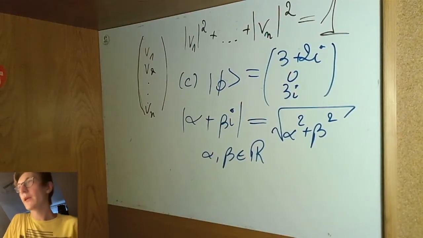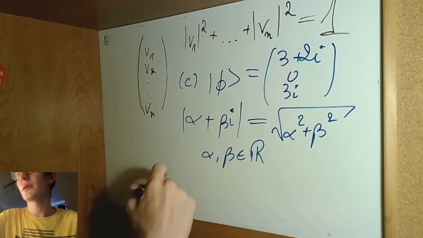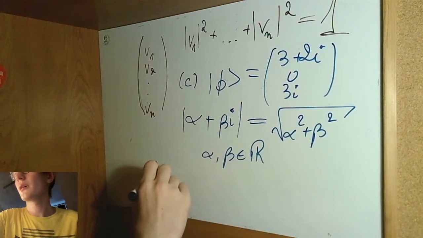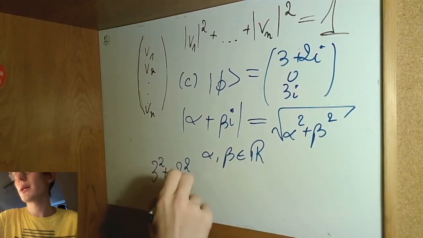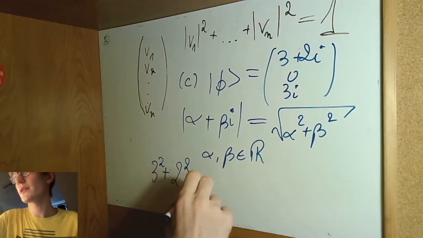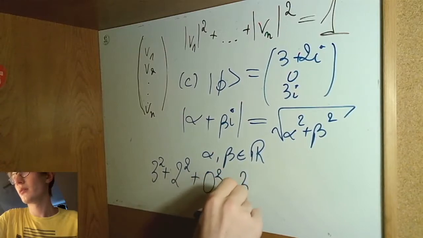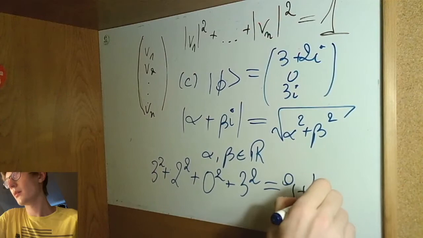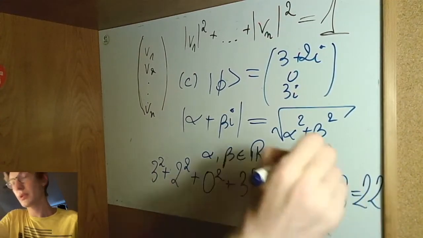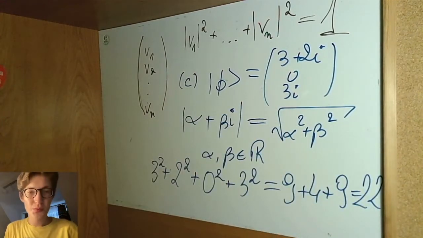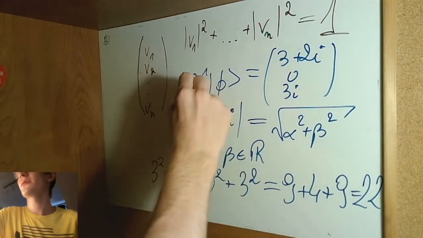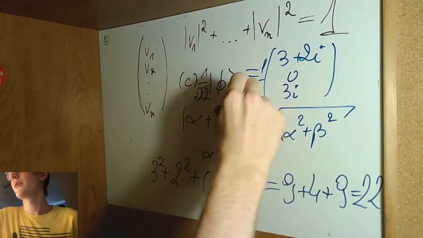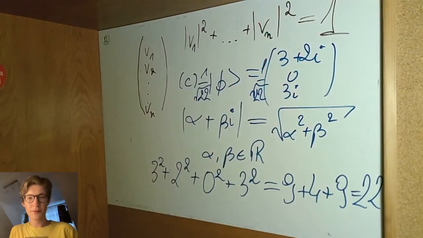So that's the formula, and we can simply check that this vector doesn't satisfy our condition, because the sum is 22. So to normalize it, we have to divide it by the square root of 22, as previously. And that's it.